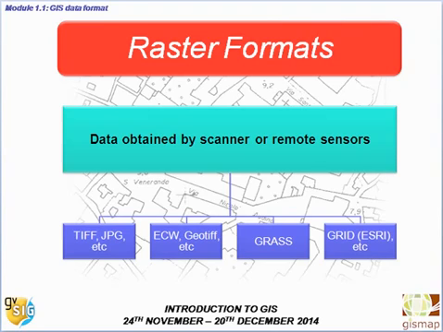Raster formats are data obtained by scanner or remote sensors, and mainly are TIFF, JPEG, or GeoTIFF, or GRASS, or as well the grid format that belongs mainly to Esri.